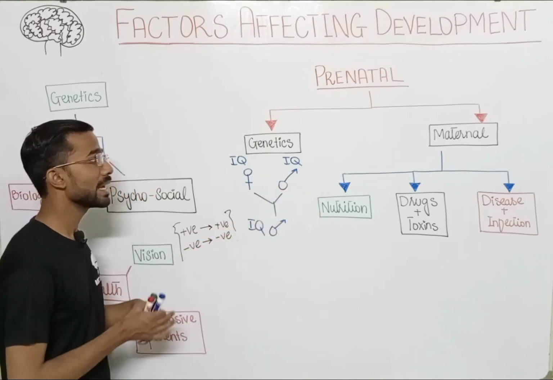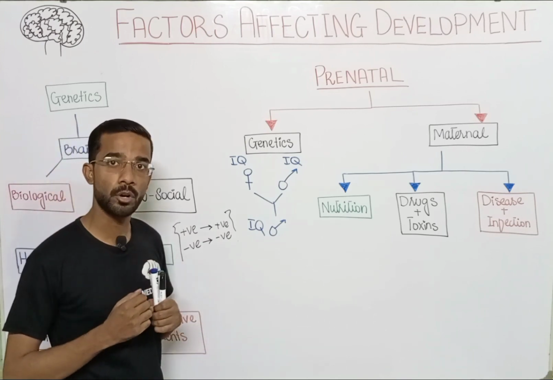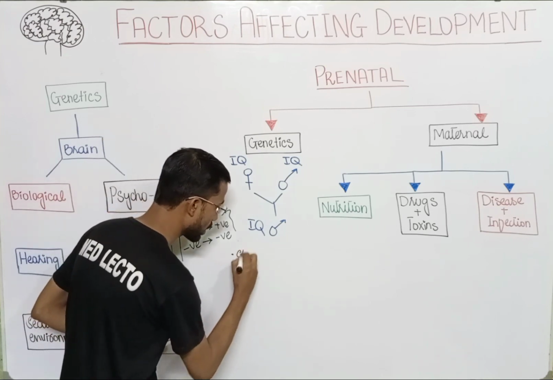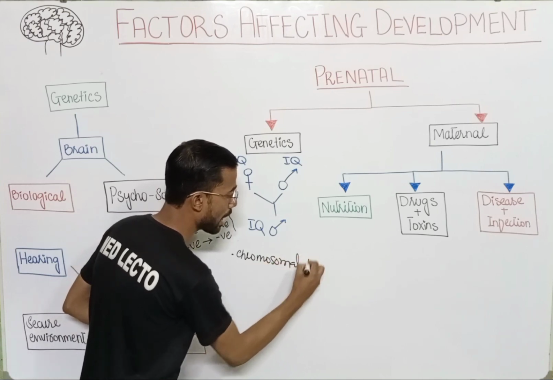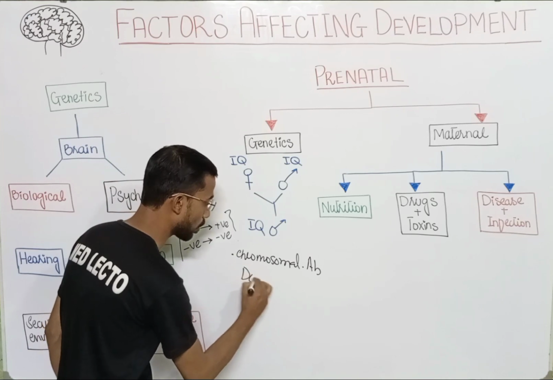So in this case, if there are genetic abnormalities, like chromosomal abnormalities, so if you see here, if there is a chromosomal abnormality, then what will happen? Let's say Down syndrome.